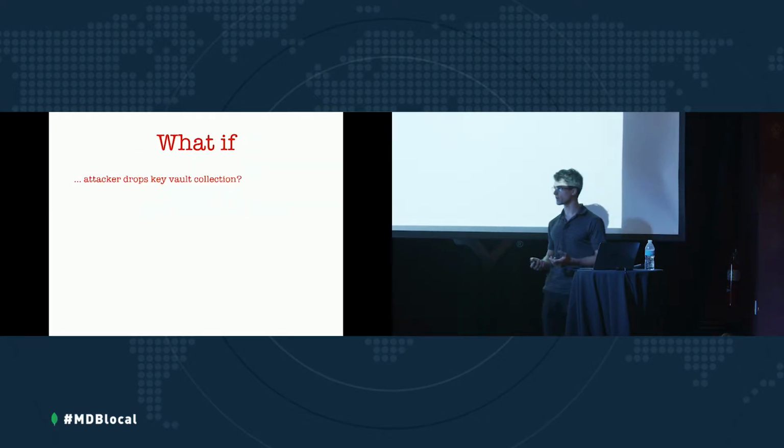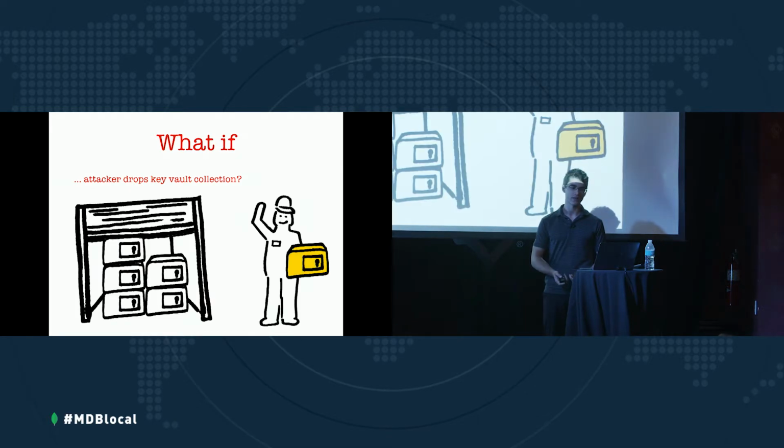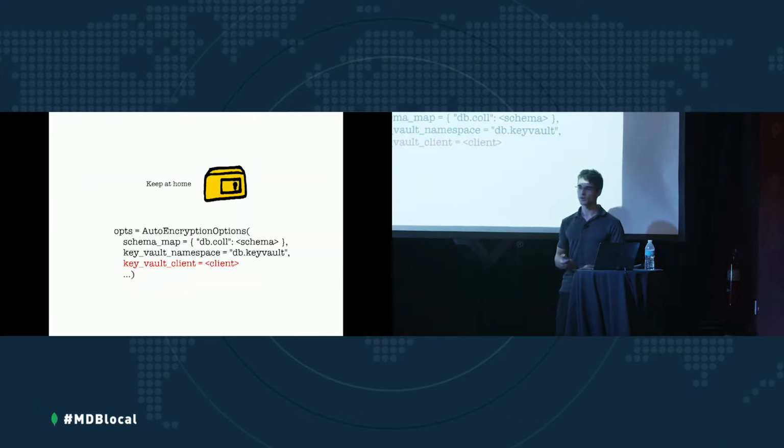But there are some scenarios you have to consider. What if somebody were to drop the key vault collection? And this is similar to if Doris were to take your key vault and throw it outside of your storage locker. Well, there is one thing you could do about this, and this is you could put your key vault collection on a different MongoDB cluster, maybe one over which you have complete control. And you can do this by setting the key vault client to another Mongo client.